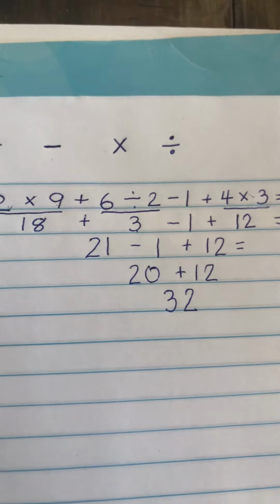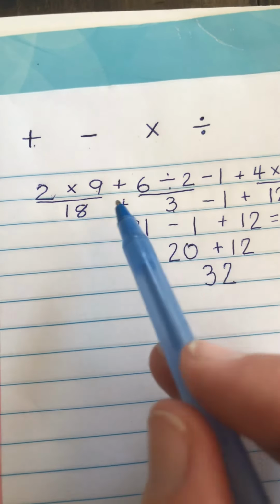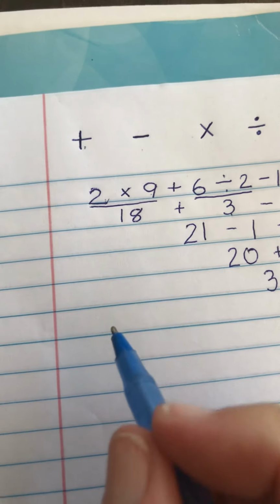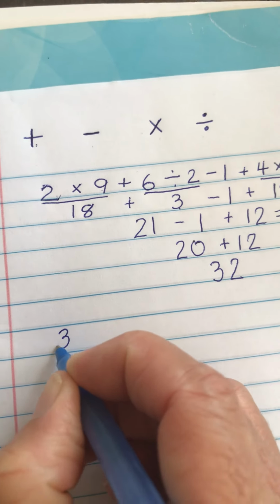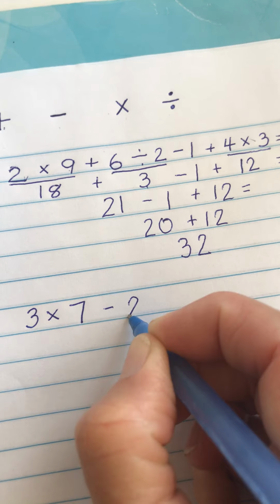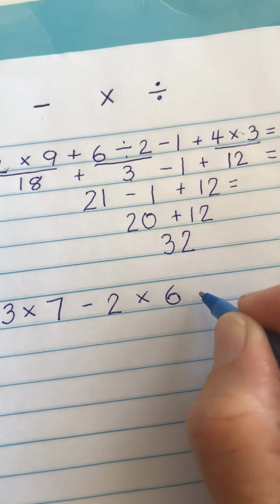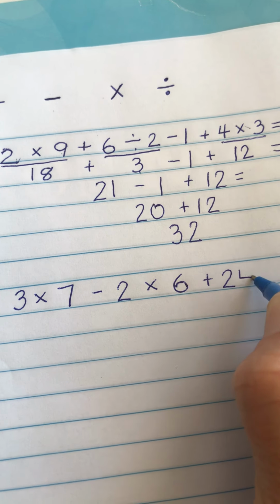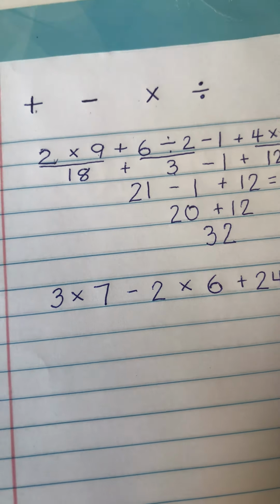Now we're going to do a different problem. This time I'm going to do the same thing, except I'm going to put parentheses around instead of underlining. Either way is fine. You'll come up with the same answer. So let's do a different problem. Let's do 3 times 7 minus 2 times 6 plus 24 divided by 8. And let's see what we get.